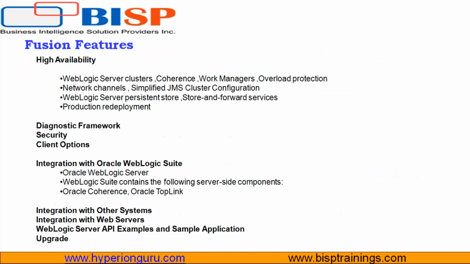Right, so these are some features. What does Fusion provide? High availability, you can see it for everything: for cluster, Coherence, node manager, network channels, and about everything. So it does provide availability for each and every component within Fusion Middleware. And the diagnostic framework, in case you want to debug or provide extra logging, is available. Security, same as authentication and authorization. You have client options if you want to set what the client wants.